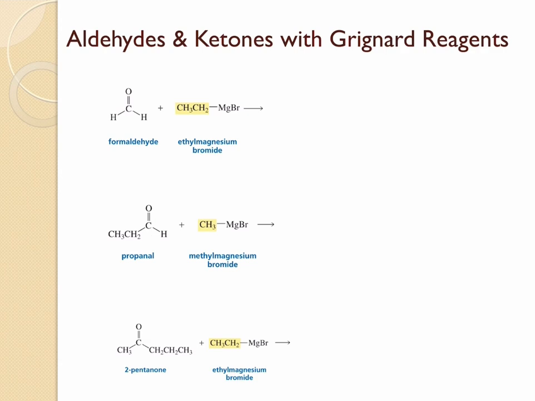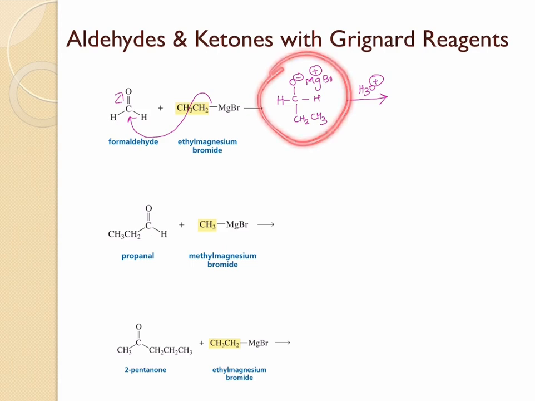Let's see how. Let's do the mechanism here again. So this R group is going to act as a nucleophile on this electrophilic carbon and thrust these electrons onto oxygen. So here it will form this tetrahedral intermediate. And in the next step, you're going to add dilute acid to it. And that's going to break up this complex to put an H there to give us the alcohol.